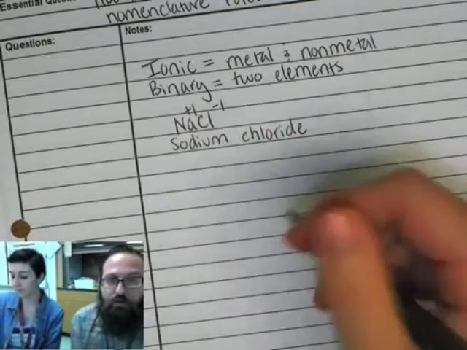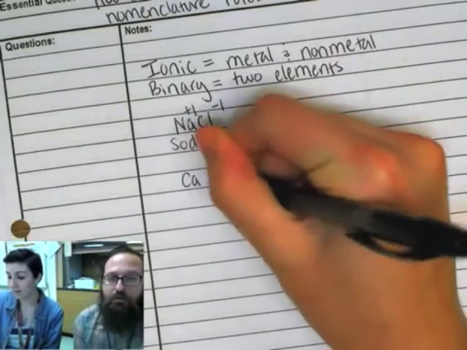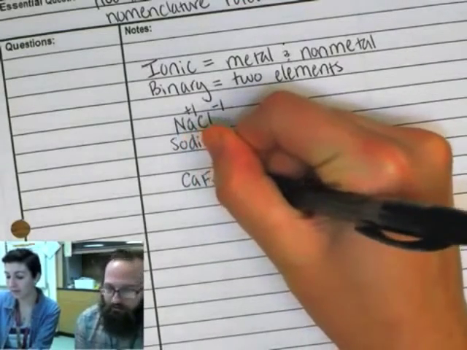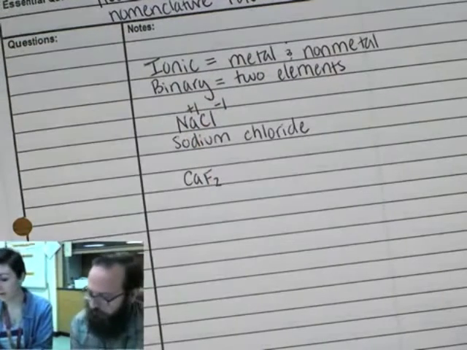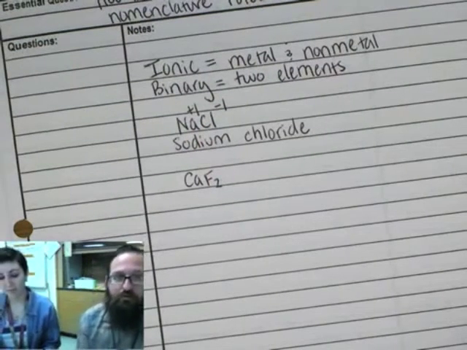So what's our next one we're going to talk about? CaF2. Calcium, I recognize that one. And then the big F, what's that one? I think that's fluorine. You're right. So let's look at our flow chart here real quick.